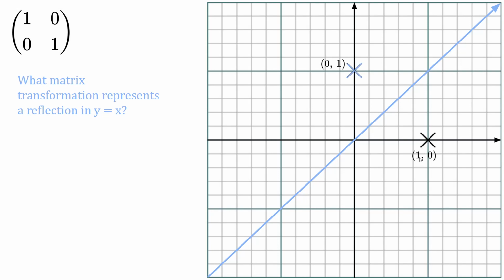Now 1, 0 has moved to 0, 1. And this point originally in the black has moved to here. So basically what's happened is 1, 0 has moved to 0, 1, and 0, 1 has moved to 1, 0. So 1, 0 from here went to here. And then 0, 1 up here went to 1, 0.